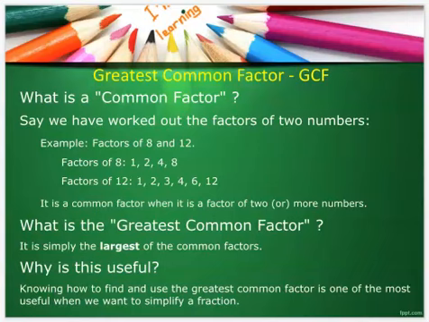So what's the greatest common factor? It's simply the largest of the common factors. So you can see in 8 and 12, they have a common factor of 1, a common factor of 2, a common factor of 4. So the largest one of those is 4. So 4 is the greatest common factor, or sometimes we call it the GCF. Why is this useful? So knowing how to find it and use the greatest common factor is one of the most useful things when you want to simplify a fraction.